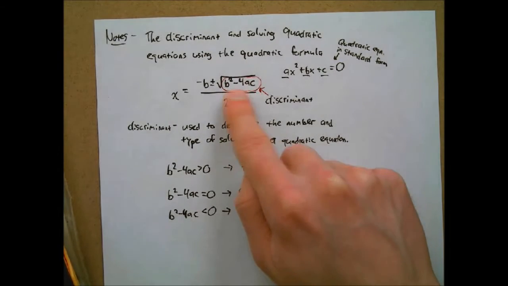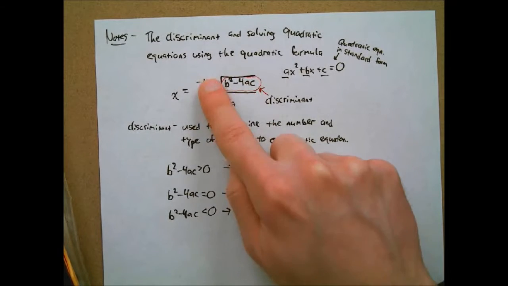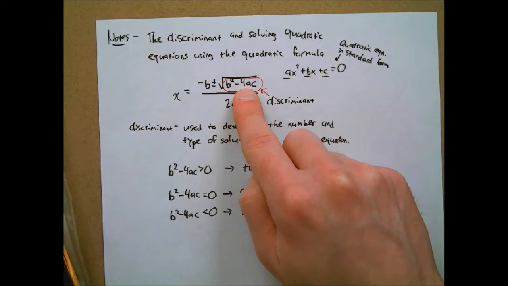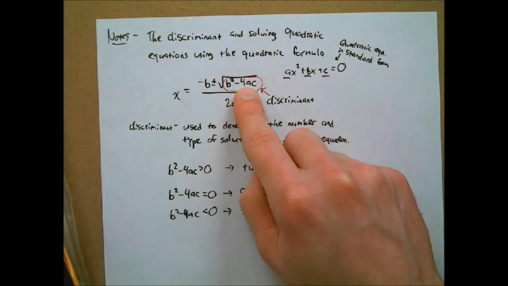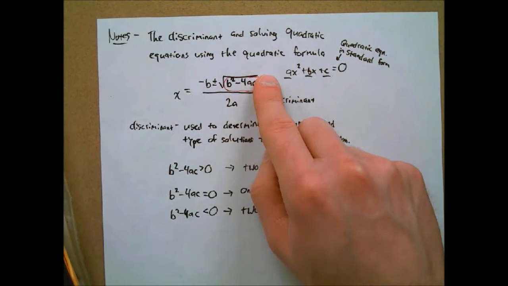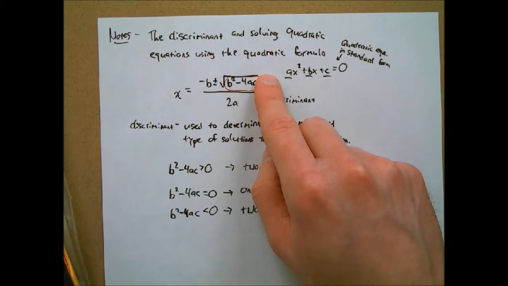If b squared minus 4ac is negative, and then we have to take the square root of that negative number, what is the square root of a negative number? What kind of number is that? Square root of a negative? Nope, not positive. What do we have to use when we take the square root of a negative number?